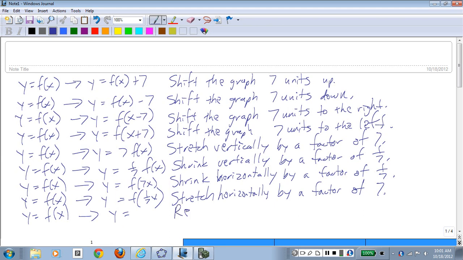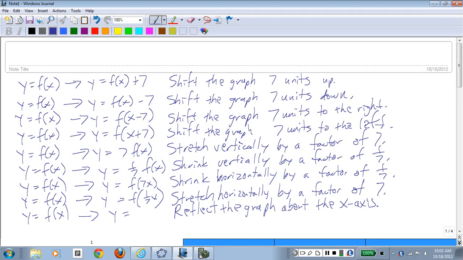So I want to reflect the graph about the x-axis. So imagine the x-axis, points above the x-axis have to move below the x-axis, and vice versa. If a point starts out below the x-axis, it has to move to the corresponding point, same distance from, but on the other side of the x-axis. What coordinates are going to have their signs changed if we jump back and forth across the x-axis? The y coordinates.